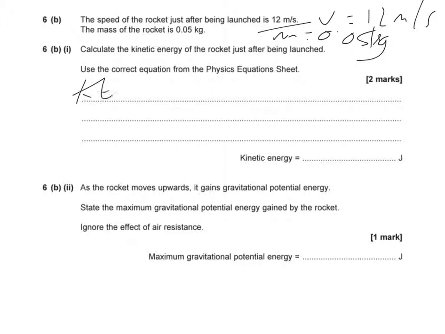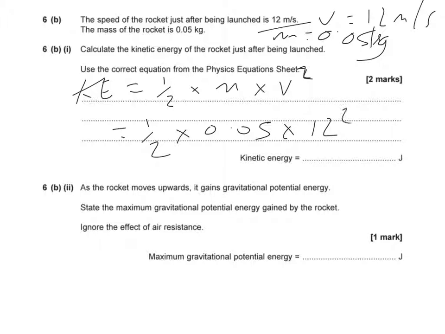So you should find that KE, kinetic energy, is equal to 1/2 times m times v squared. You should find that on the equation sheet. Putting the numbers in, we get 1/2 times 0.05 times 12 squared. You must remember to do the 12 squared first. That comes out with an answer of 3.6 joules. 1 mark for the substitution and 1 mark for the answer. Please notice the 0.6, 3.6.